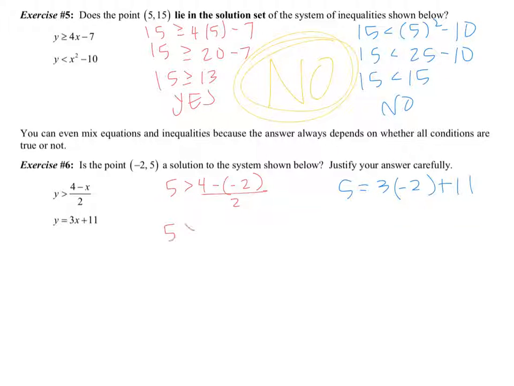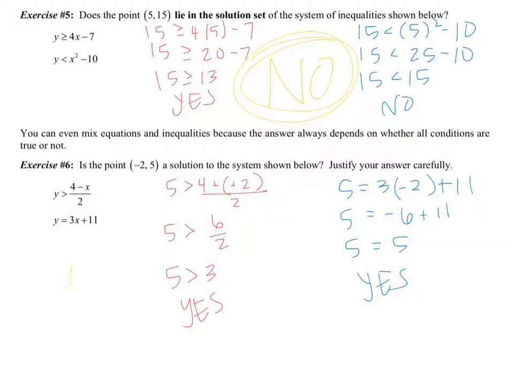So is 5 more than, remember you have a double negative here, so that's going to be 6 over 2. Is 5 more than 3? Yes, it is. Now, is 5 equal to negative 6 plus 11? Is 5 equal to 5? Yes, it is. So overall, the answer is yes, because it made both of them true.